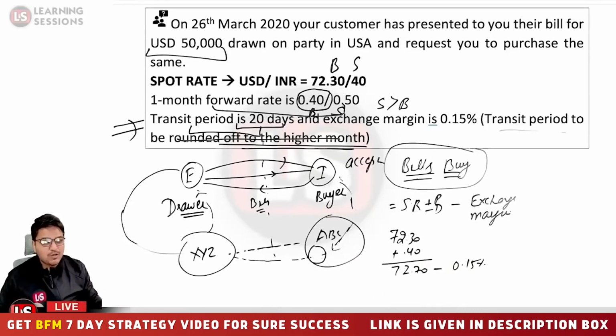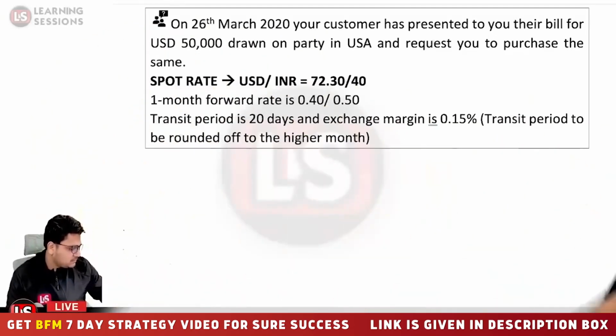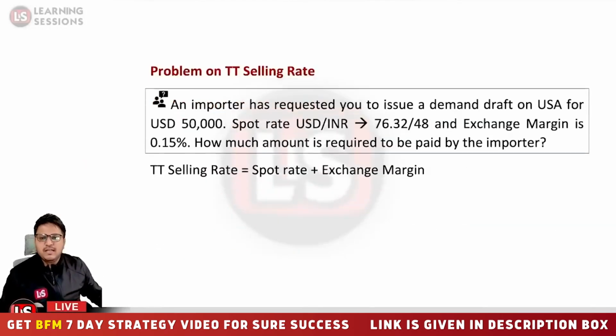Okay, because I just wanted to make you understand how this all works, what should be the thinking process. So that is related to this particular question. Let's move further. It is based on TT selling rate.